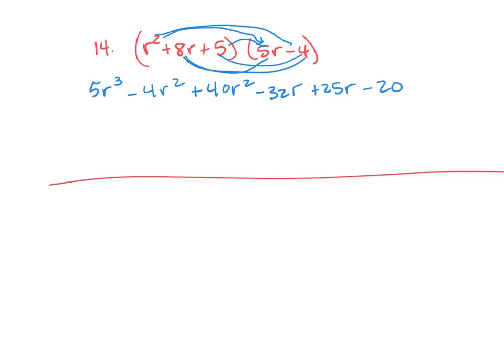And then you combine like terms. So it's 5r cubed. And then 40 minus 4 is plus 36r squared.